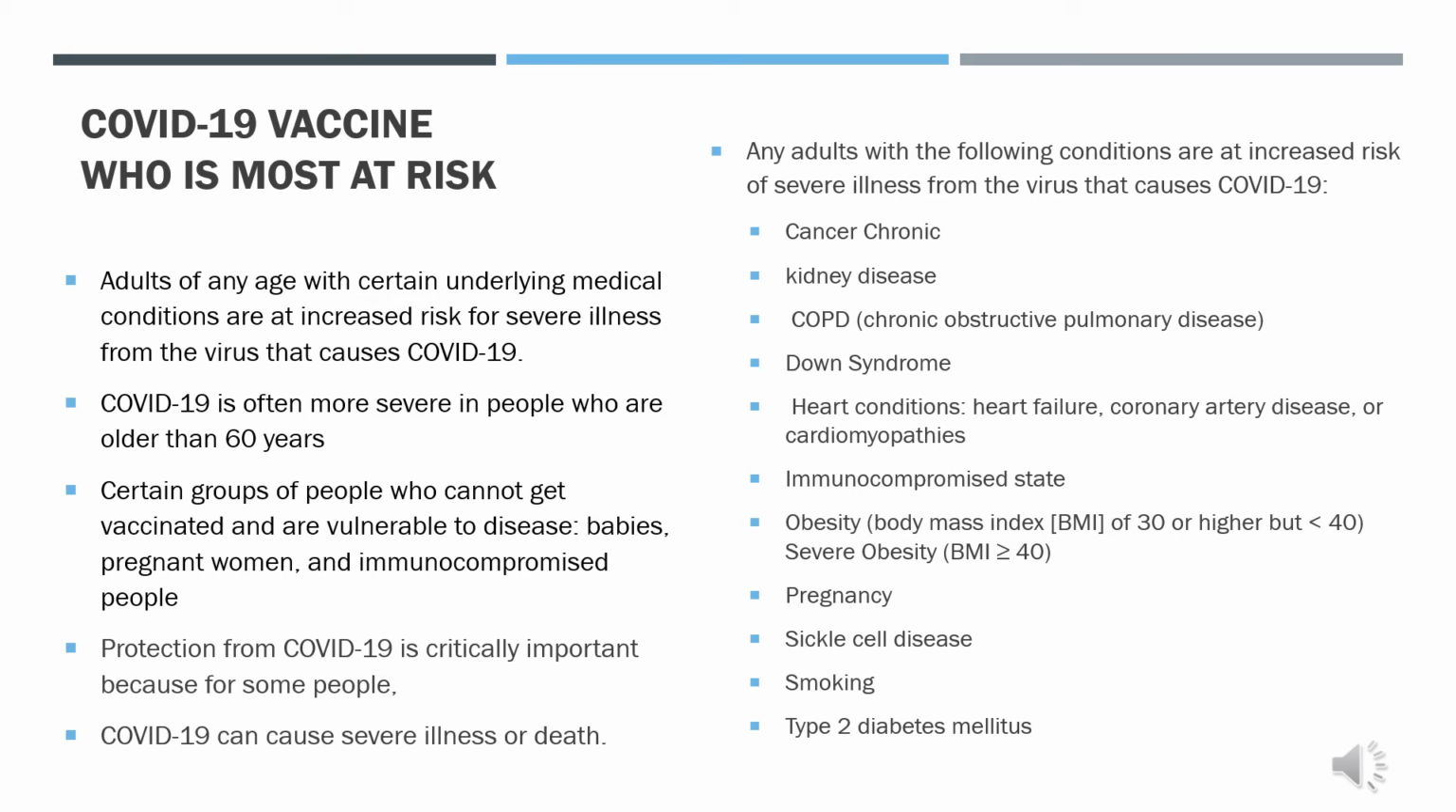Another population that it tends to be more severe in are people who are older than 60 years old. And then another at-risk group are people who cannot get vaccines and are vulnerable to the disease, including babies and small children, pregnant women, and then immunocompromised people who are not safe to get vaccines.